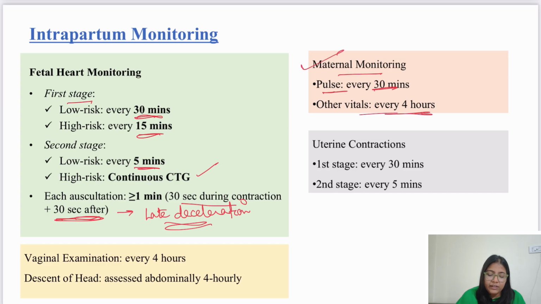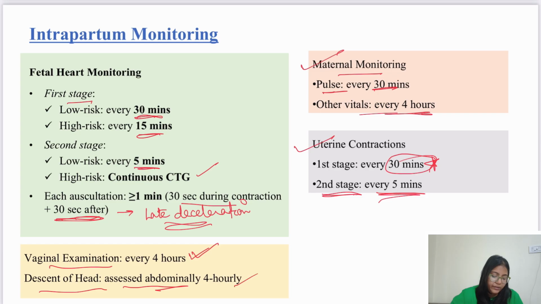4 hours. And uterine contraction monitoring in first stage you do every 30 minutes, as here the block is of 30 minutes only. And in the modified WHO partograph there is no place for second stage monitoring, but in the WHO labor care guide there is that place. So just for your knowledge, every 5 minutes we check for contraction. And in second stage, obviously the number of contractions will increase, so just remember this. Vaginal examination is performed 4 hourly, and descent of head is assessed abdominally every 4 hours. Okay.